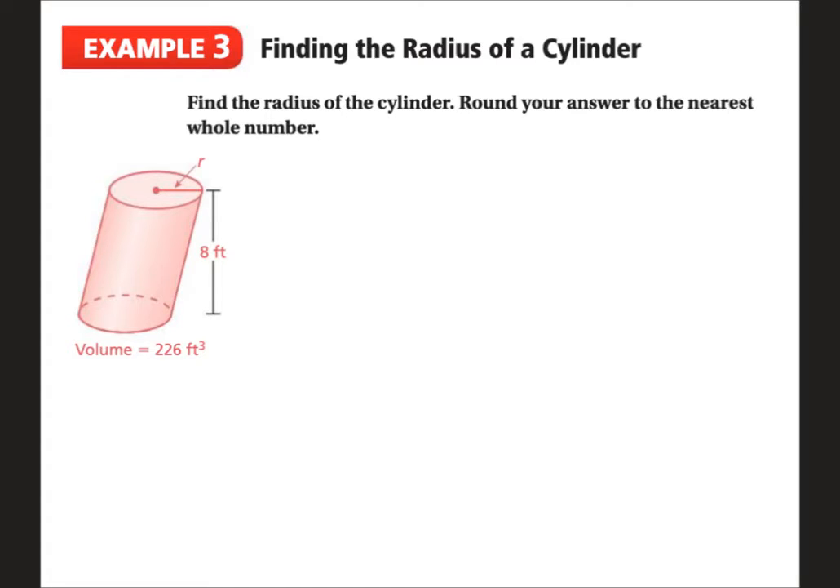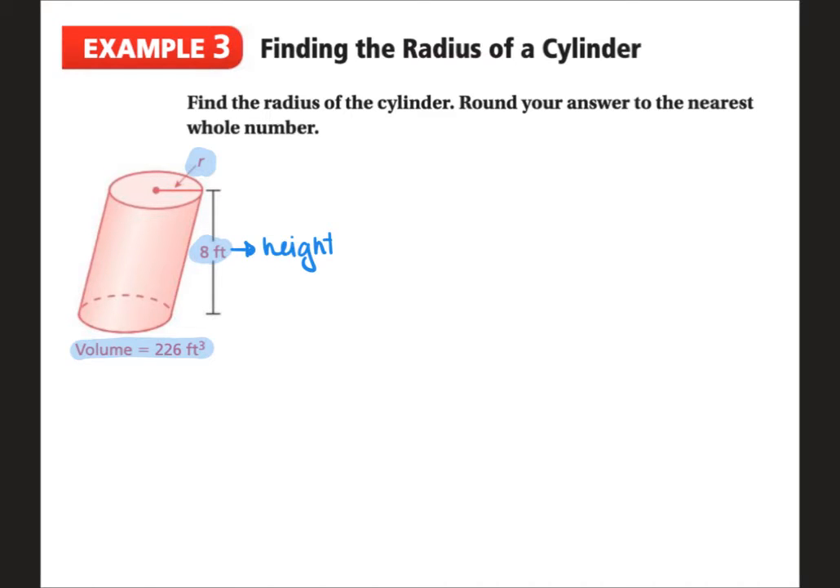So if I look at my diagram here, I see that I've got the volume is equal to 226 feet. I have this measurement of 8 feet, and I have to ask myself, well, what does this represent? This is representing the height. So I'm going to just write in that this is the height. And because we're finding the radius, the unknown then is the r.